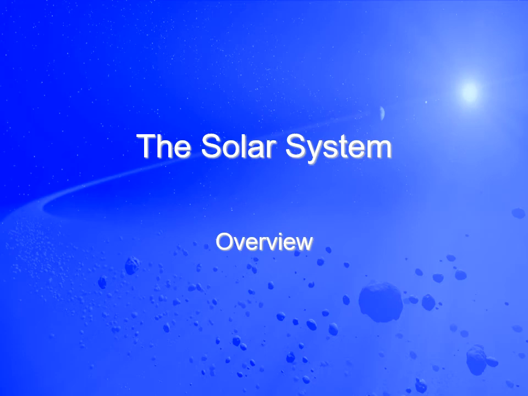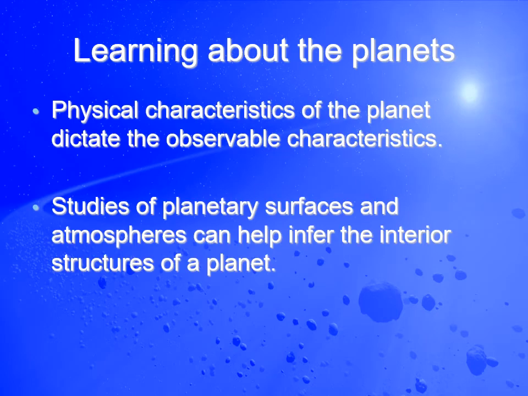So we study the solar system, we learn about planets, we learn about moons. To learn about these different worlds, the moons and the planets, we need to look at them and figure out how what they look like tells us what's going on inside or how they came to be that way.